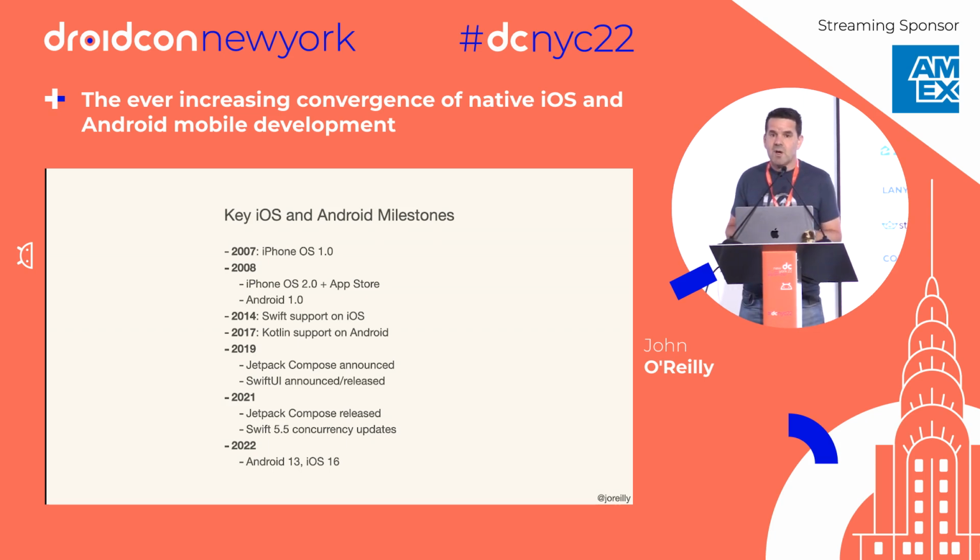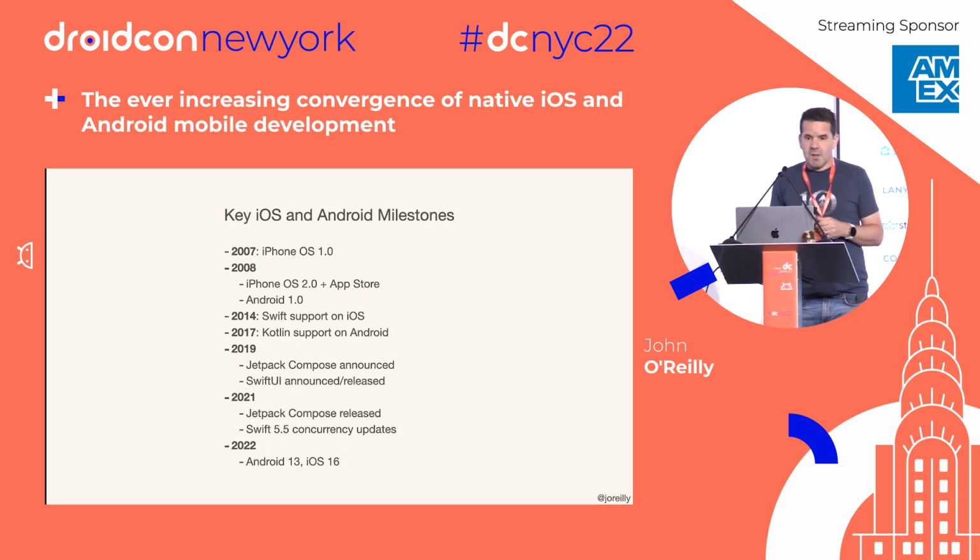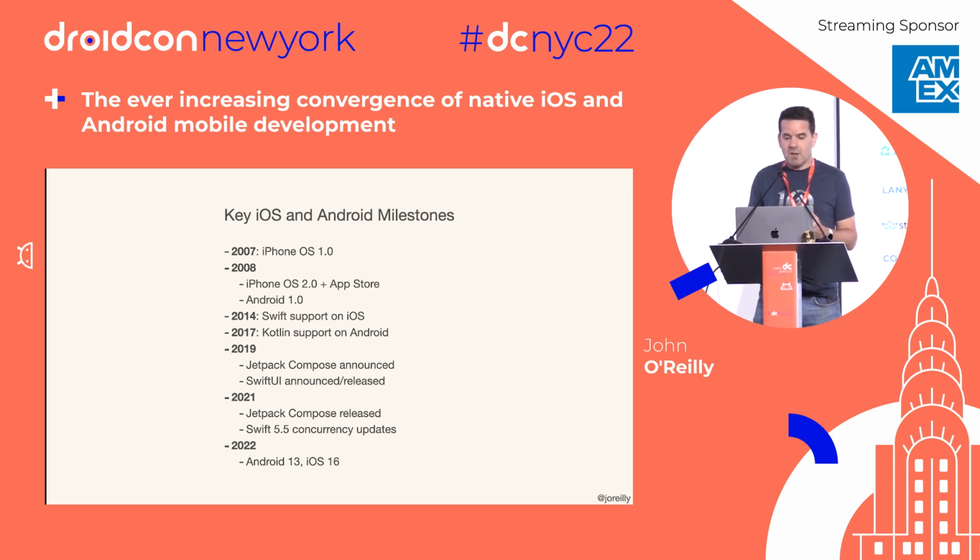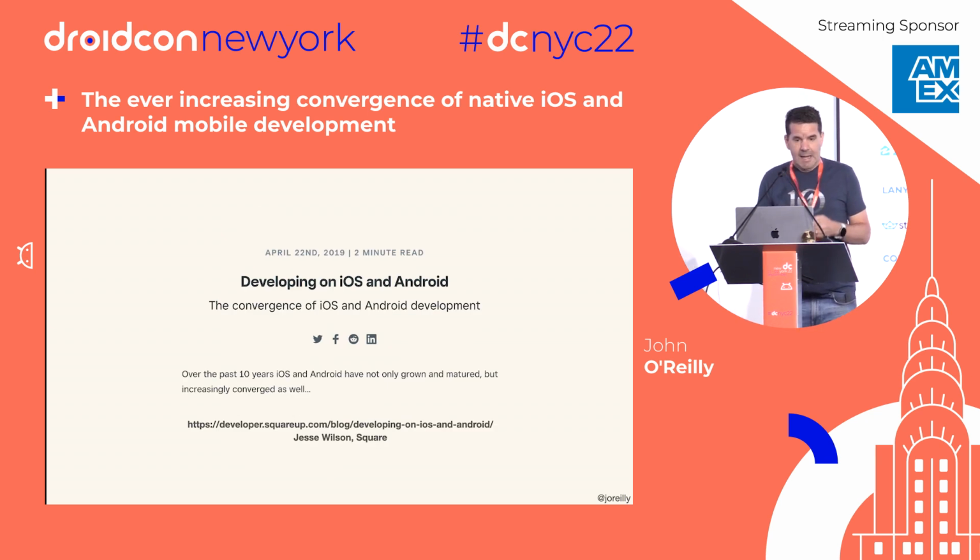2019 then was a key year for UI development on both platforms. Jetpack Compose was announced at Google I/O that year and formally released in 2021. SwiftUI was announced then at WWDC and then released later that year. And lastly, we saw the announcement of the new Swift 5.5 concurrency functionality at WWDC 21.